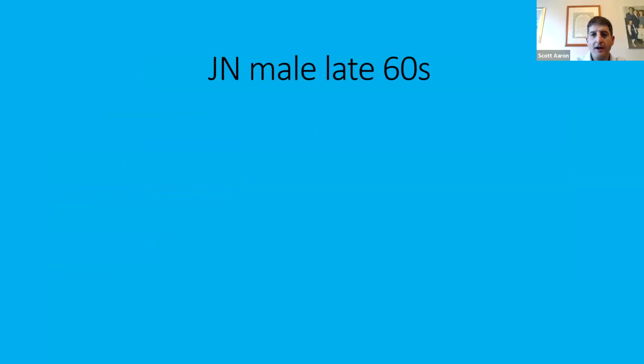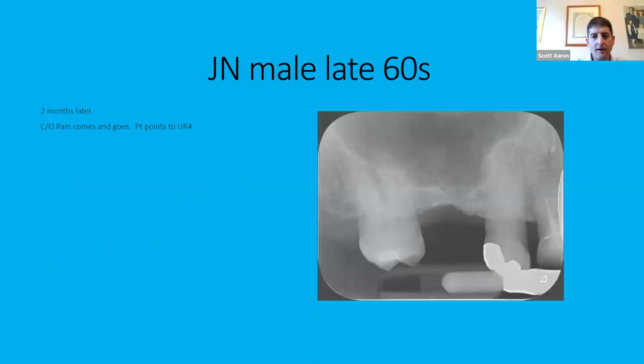So we carry on with this gentleman. 2 months later, I saw him again. The pain comes and goes, and he's pointing now to the upper right four. That's the tooth that's rotated with the root filling, which isn't ideal. I've taken another X-ray. I've got part of the four, part of the five on it. I'm not seeing anything there.